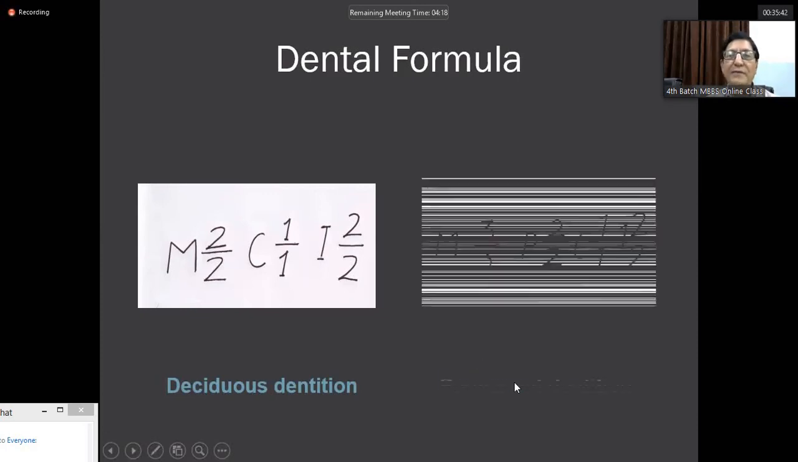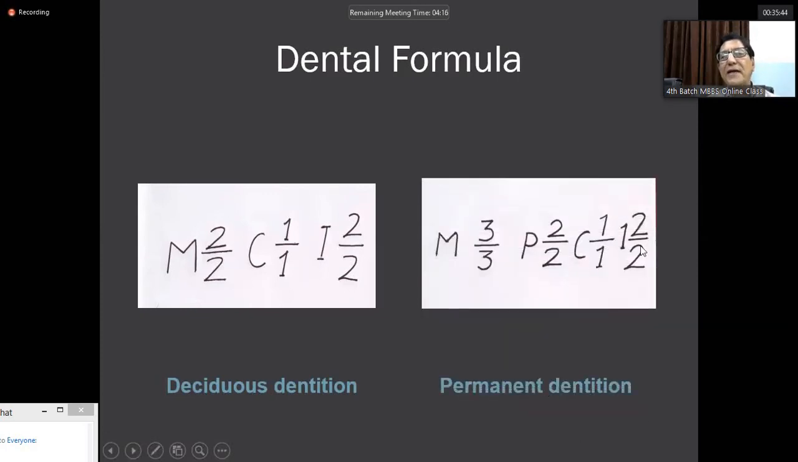Okay, and same thing for the permanent dentition also. You can see I 2 by 2, C 1 by 1. This is same as earlier. Now you have P 2 by 2 here. That's the difference. Okay, premolars 2 by 2, and then you have molars 3 by 3. Here only molars 2 by 2. Okay, now you also know what are the different classes of teeth present in deciduous as well as permanent dentition, and what are their locations and what are their names. So now when you go to your clinical posting, sometimes when you see patients' mouths, you'll be familiar with all these things. It will be more familiar.